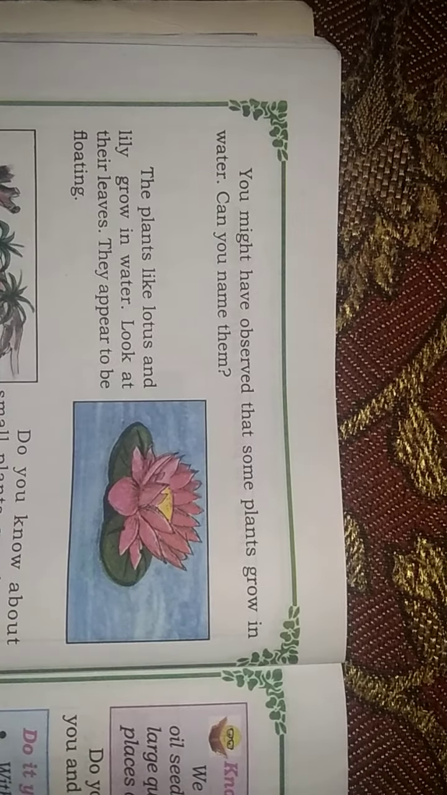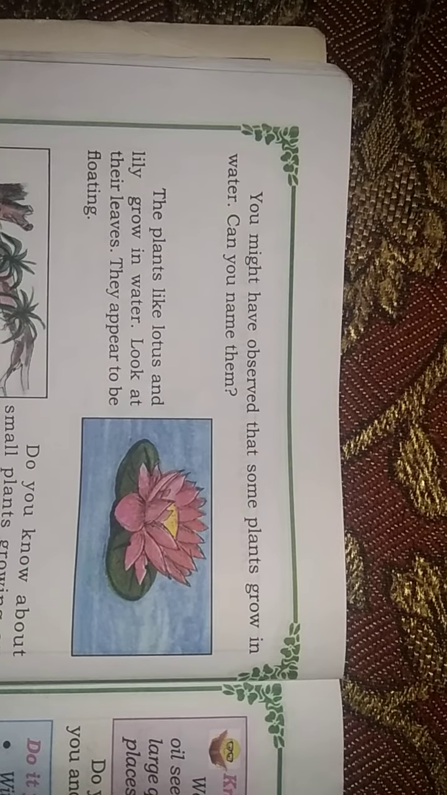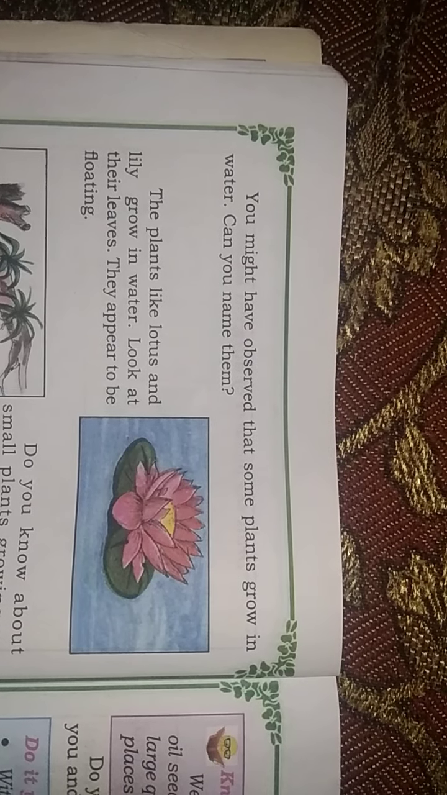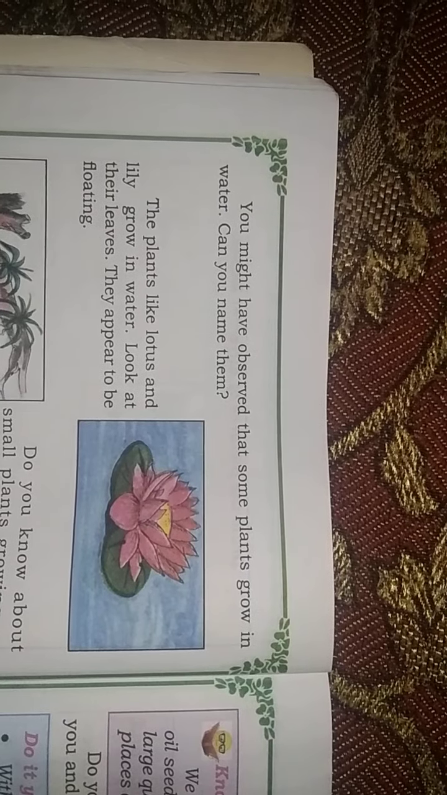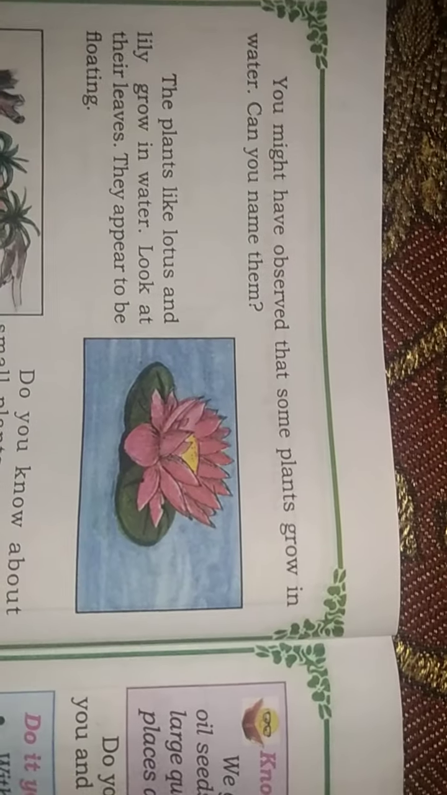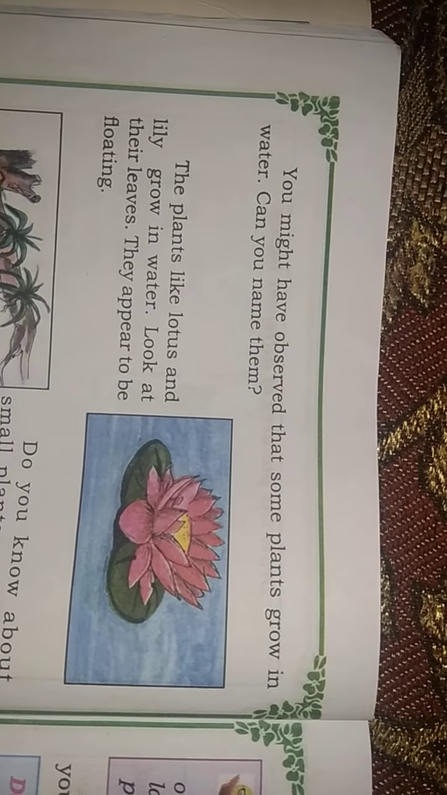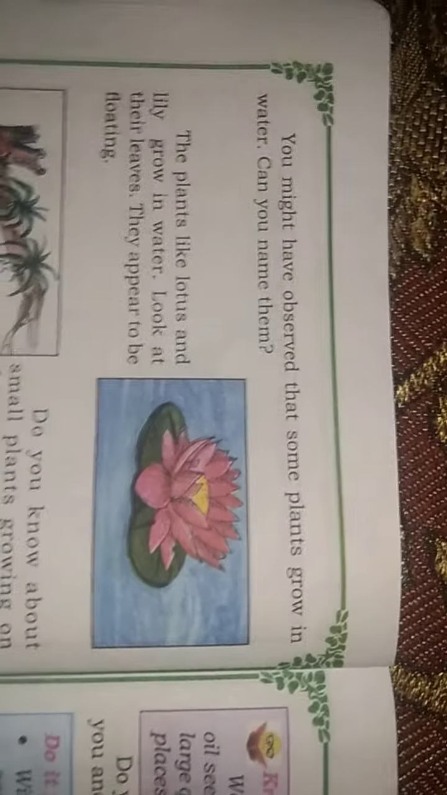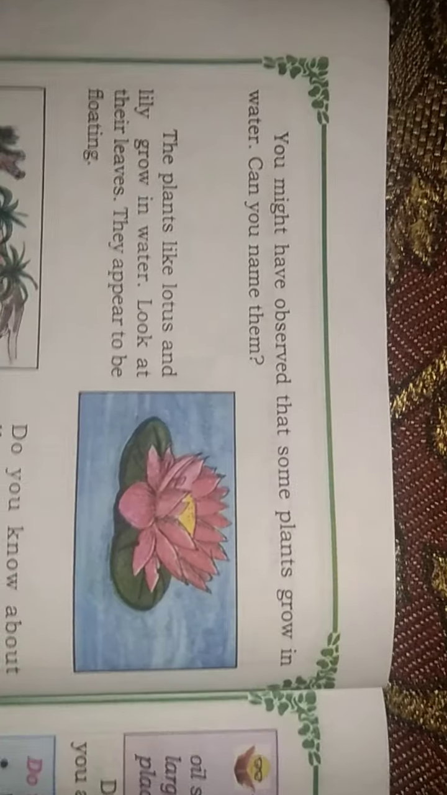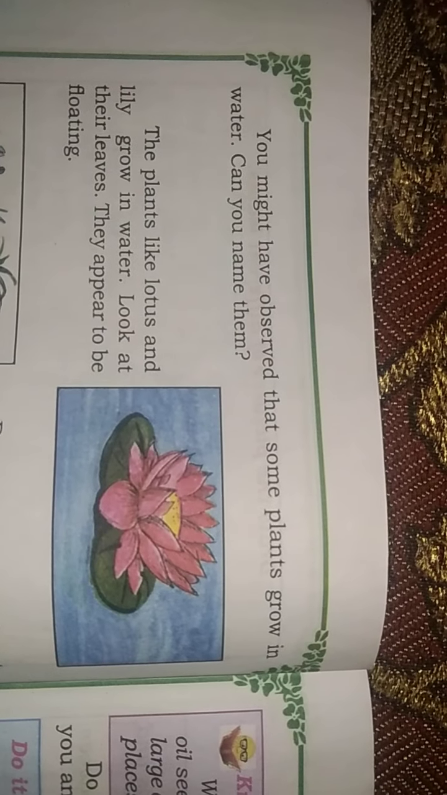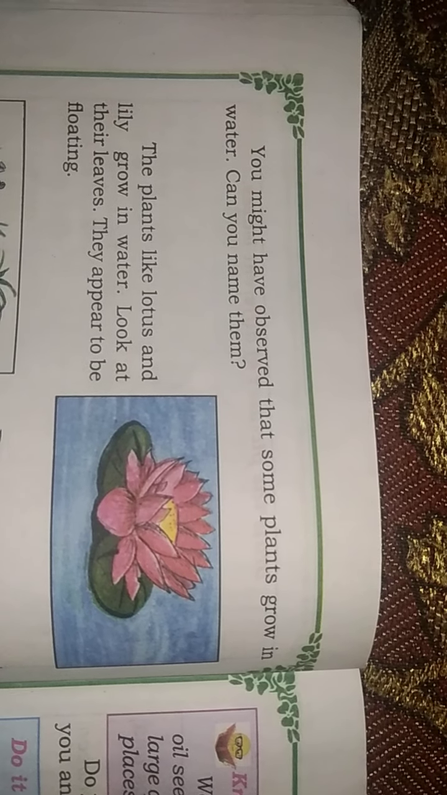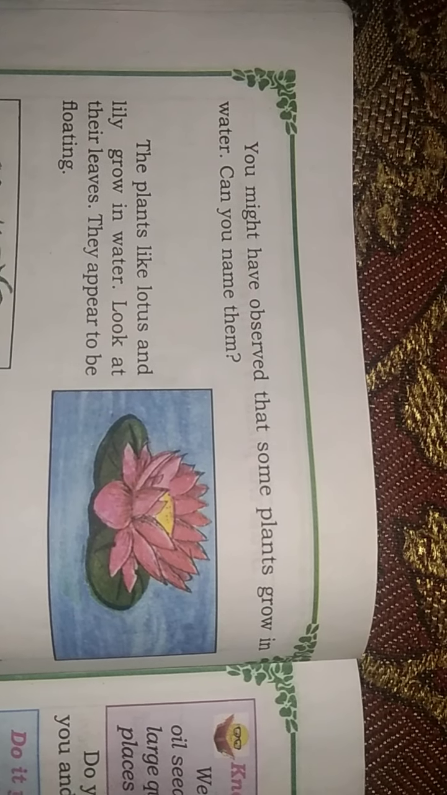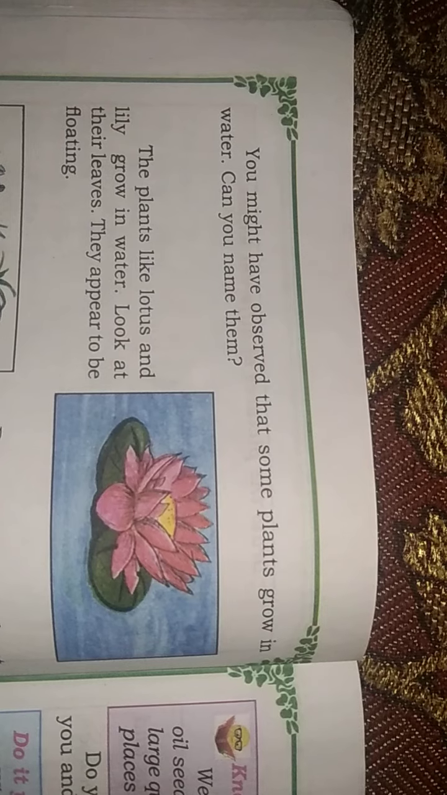The plants like lotus and lily grow in water. These are called aquatic plants. Look at their leaves. You should observe the leaves of the lotus. They appear to be floating. That's why they are plants with floating leaves. Examples: lily and lotus are plants with floating leaves in water.